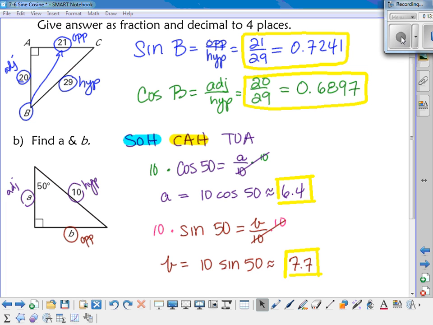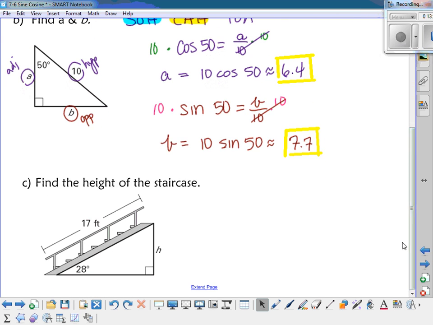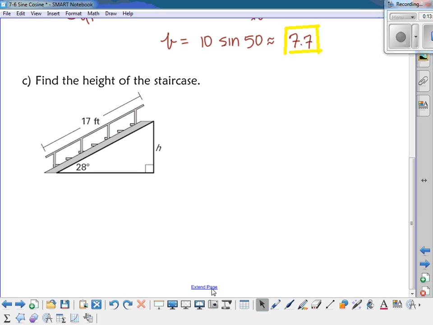Now this next one, I'm going to let you figure out on your own whether you're using sine, cosine, or tangent. Look at what's given to you and figure out which trig ratio applies. So you're going to find the height h of the staircase. Pause the video now.